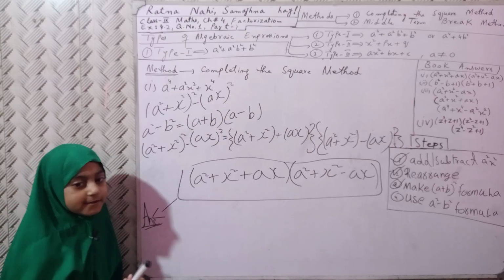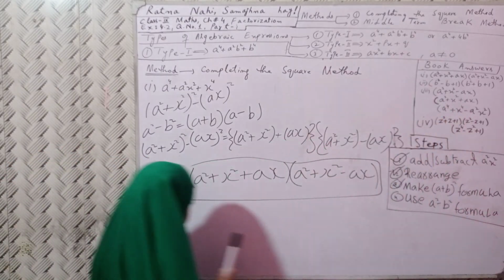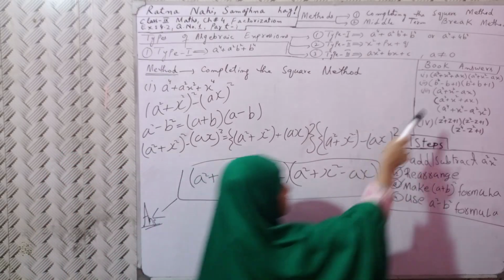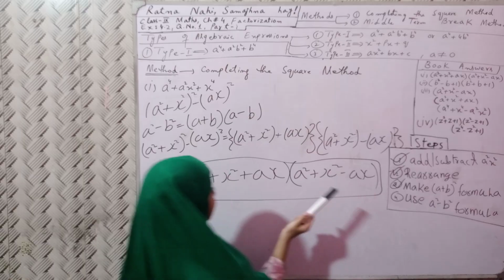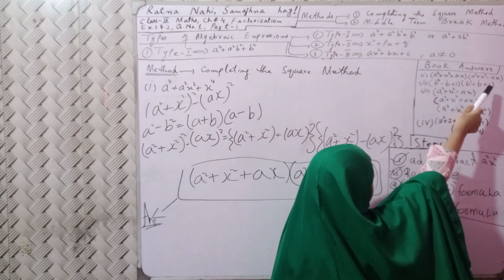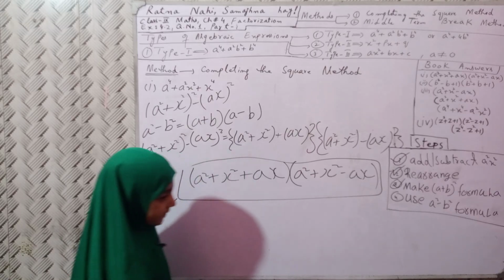The book's answers are written. You can check it: a square plus x square plus ax, a square plus x square minus ax. Okay.